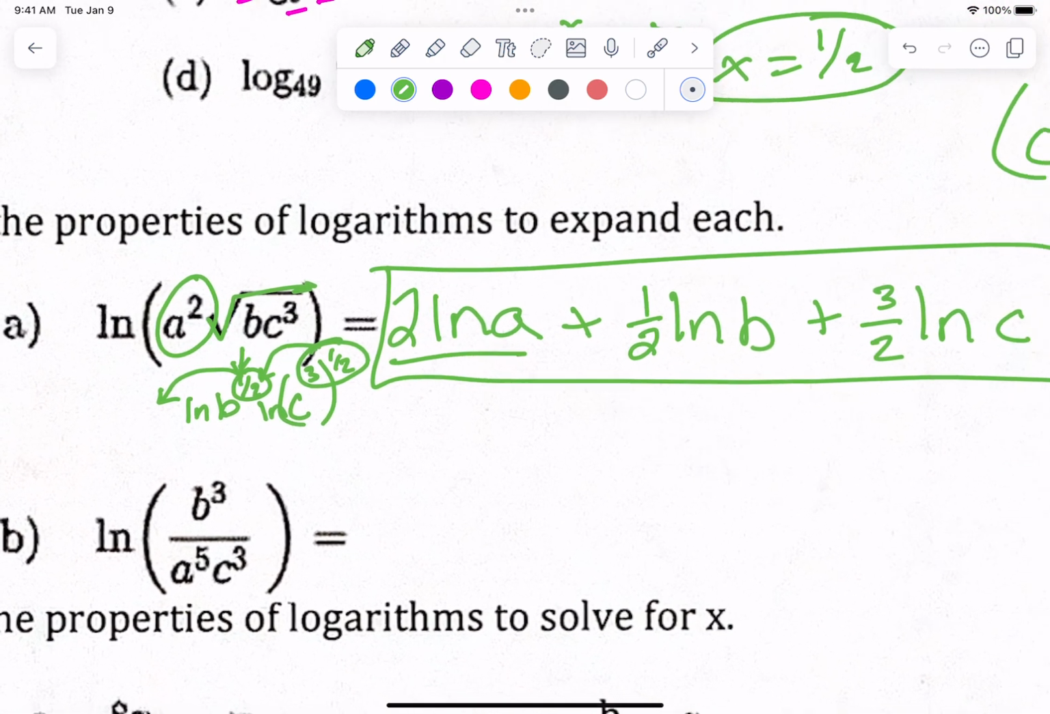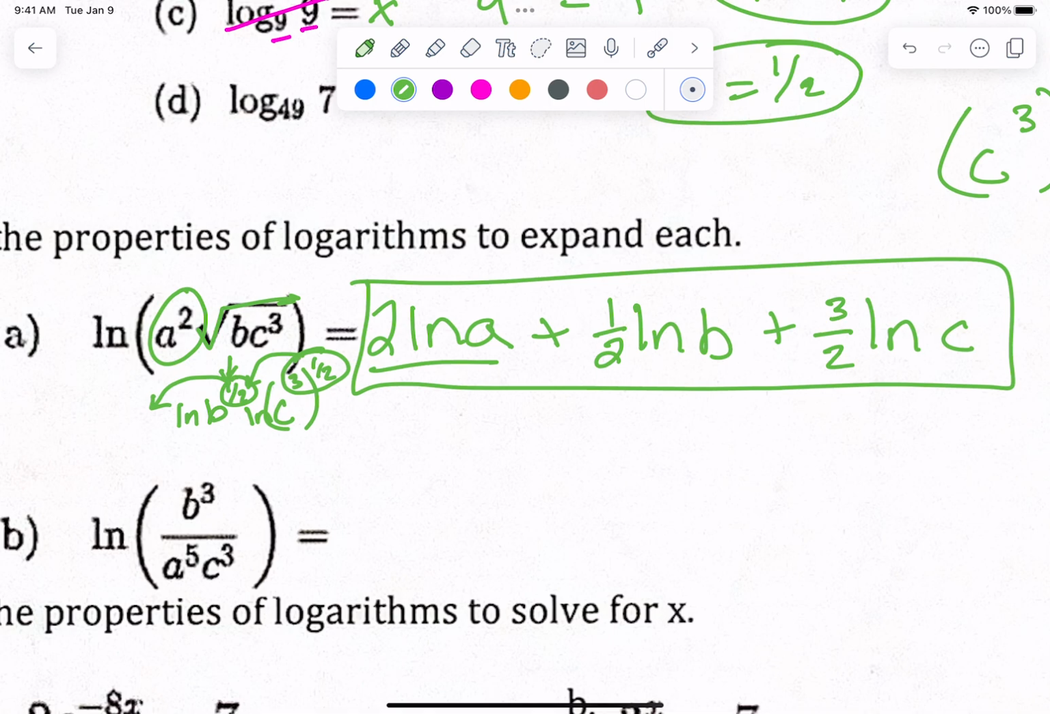That looks like the opposite of 31, yes, exactly. We were expanding rather than condensing. Okay?